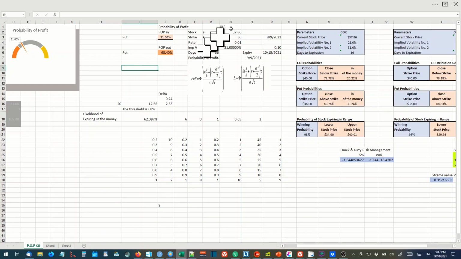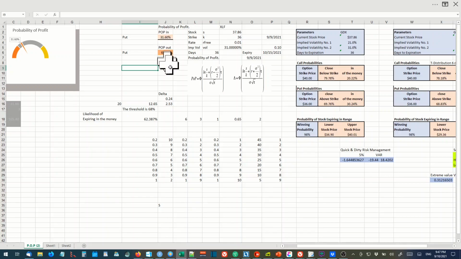At the moment, I'm looking at XLF, the Spider's Finance Sector Index. At the end of yesterday, it ended at $37.86. And the strike is a put. I'm looking at 36. And these give me the likely outcomes. Now I'll just run through it. The probability of profit is 31%.